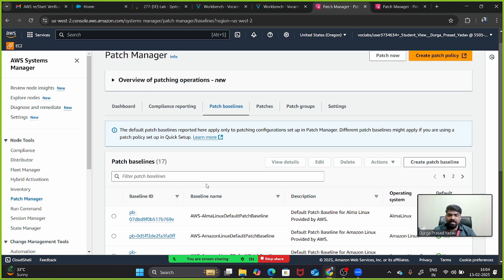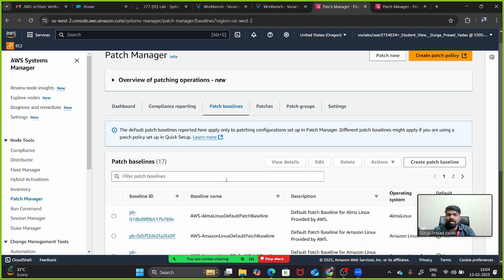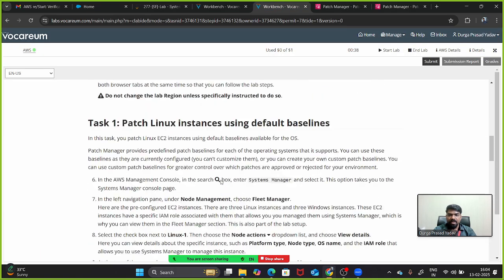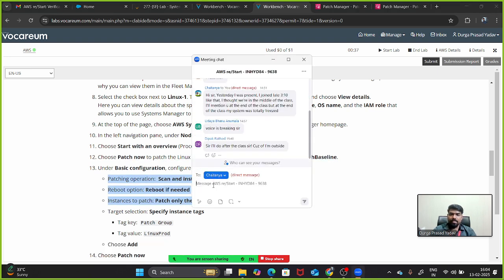For that, there is one pre-created baseline, basically available in AWS, and you can check whether we can use this Linux one machine or not with respect to security. So here you will search for one patch. The patch name is Amazon Linux 2 default patch baseline. If you go back to this document, it has been added here. If you need, I can send it to you in the chat box also. Yes, sir, I've copied it and pasted it. I got it.